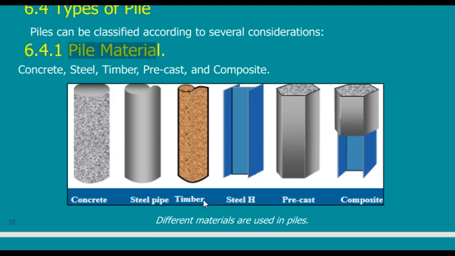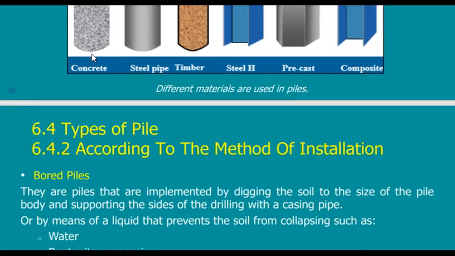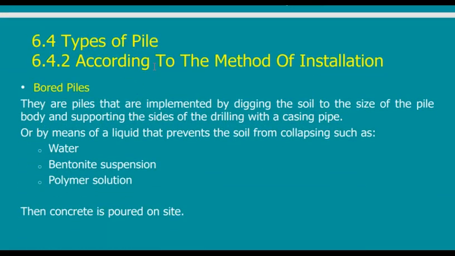Concrete, steel, timber, steel sections, precast, composite, concrete and steel. This is one type you may find. It does not mean that these are the only types, but this is just a way of dividing the pile groups. I may divide them according to the method of installation: how I'm going to construct the pile.